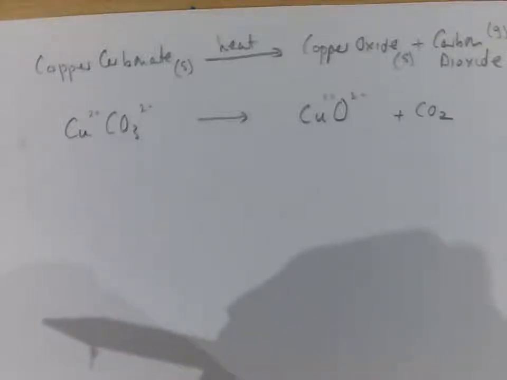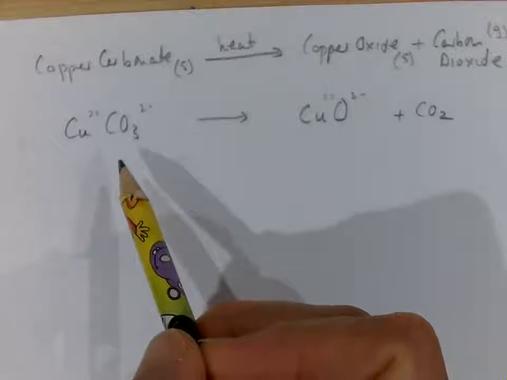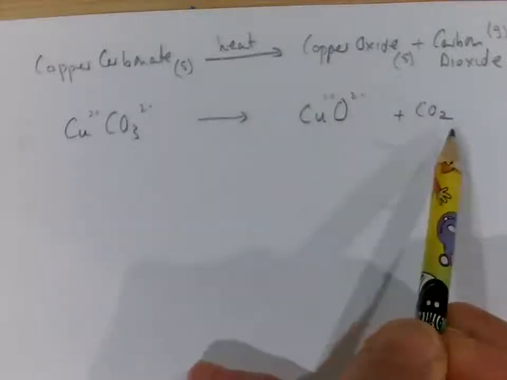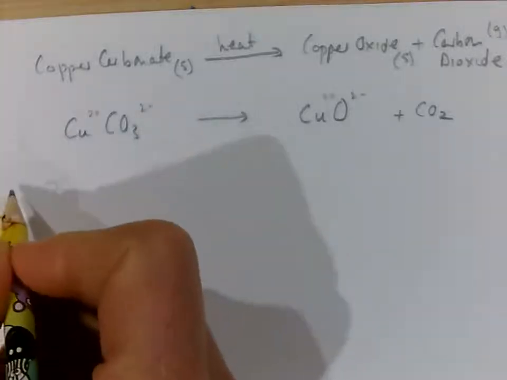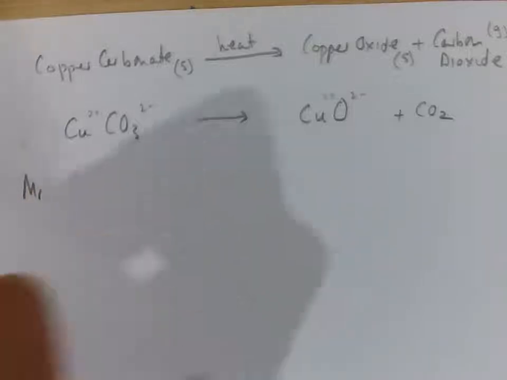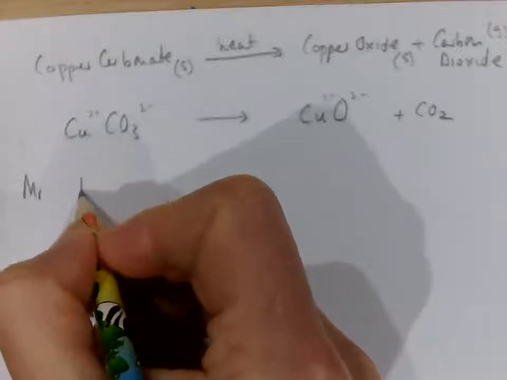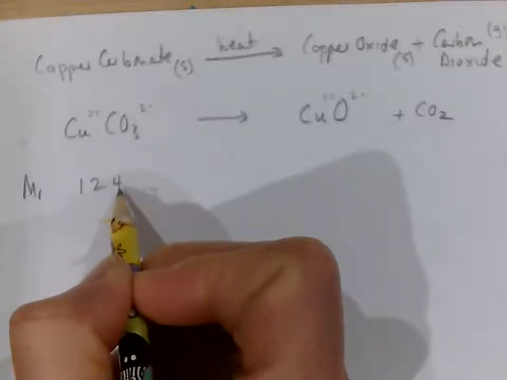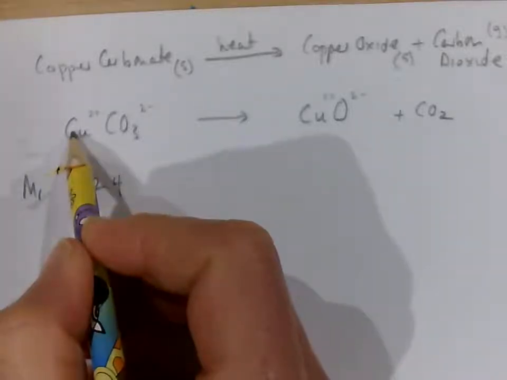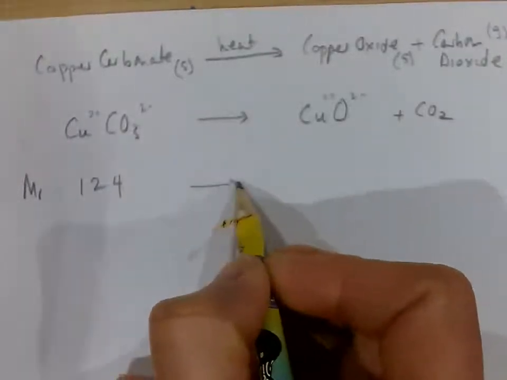Now, let's assume that we started off with 1 mole of copper carbonate, and we wanted to see how much copper oxide and how much carbon dioxide we produce if we had 1 mole. So the very first thing we need to do is look at the relative formula mass for each of these. I'm just going to give them to you because you've had lots of practice doing this. Copper carbonate is 124 because I've got 1 copper at 64, 1 carbon at 12, and 3 oxygens at 16. You just have to trust me that that's right.